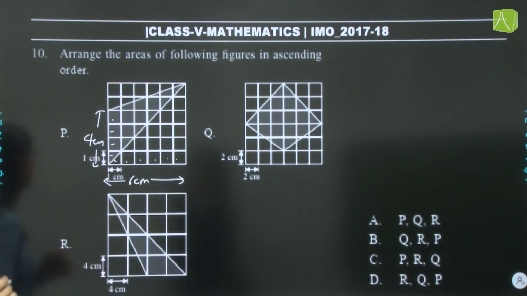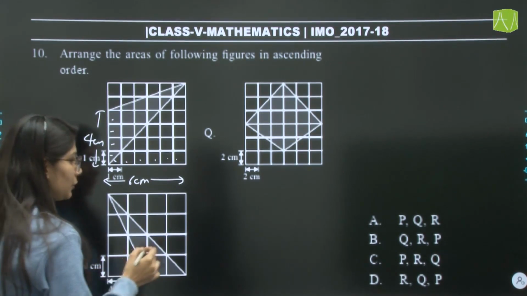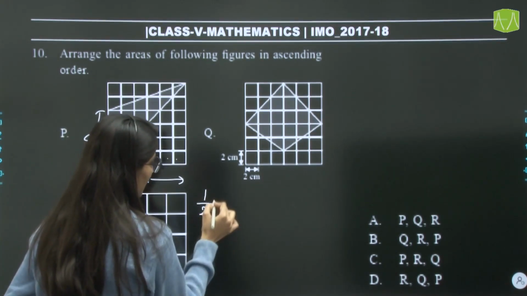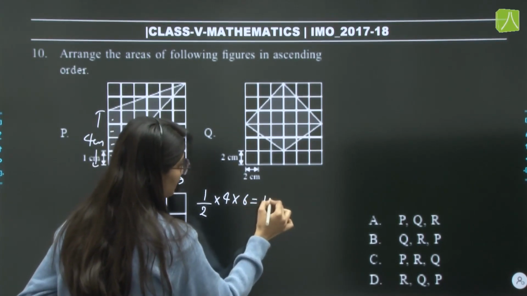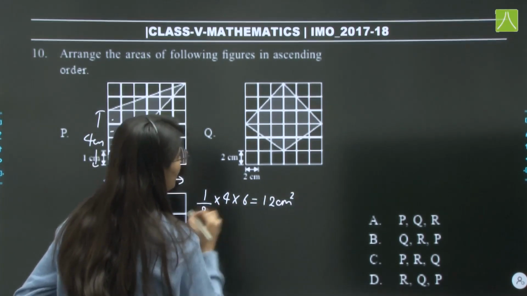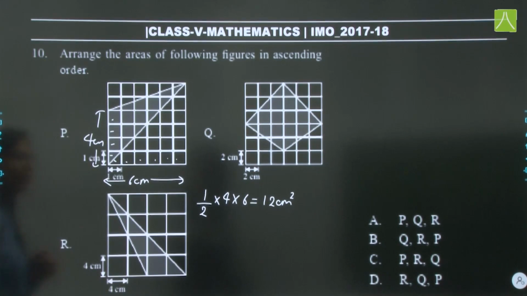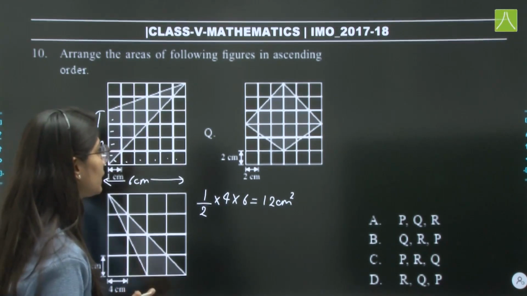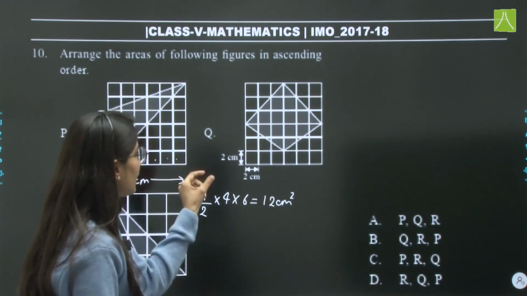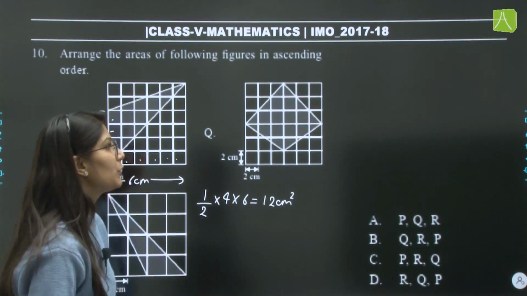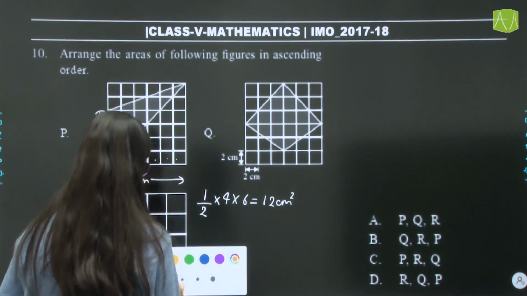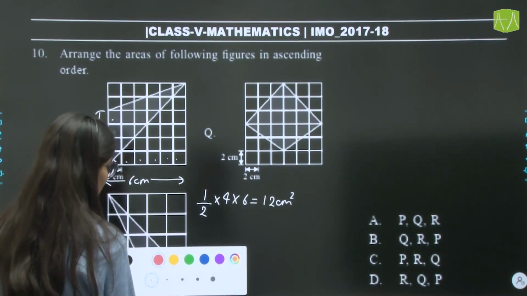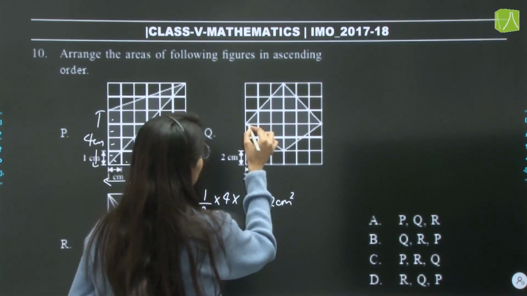Now you can find out the area of shaded portion. Half into base into height. So this will be half into 4 into 6. And this area will be 12 centimeter square. So the area of figure P is 12 centimeter square. Now let's find out the area of figure Q. Here you can see the square is 2 by 2 centimeter. So if you want to find out the area of this shaded portion, you have to take two triangles. See, there are two triangles.